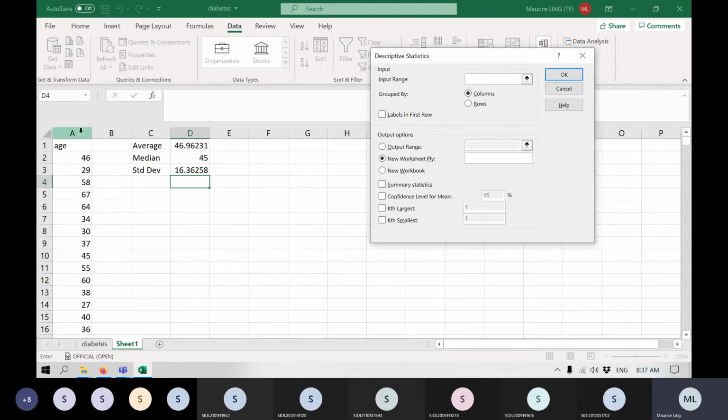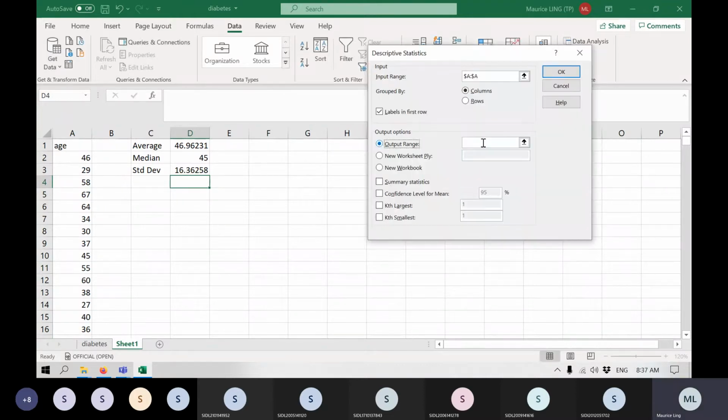Okay, so input range. I will have the whole column A, and it's grouped by column. I also have the labels. The label is actually in the first row, so I've got to tick it. And I want to display the output value in column F.